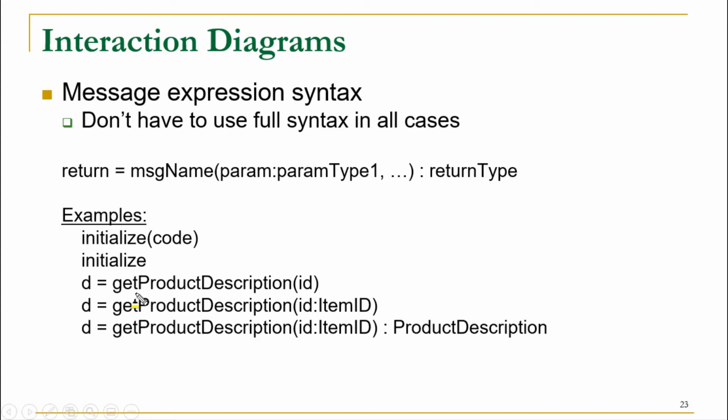Whereas in this third example, we are calling or sending a message called get product description with the parameter ID, and this D represents that this product description returns a description which will be stored in D. In addition, we can also use a colon with the parameter to represent the type of the parameter. And here we can use a colon with the function or the message to represent the return type of the message. So it is entirely up to you which particular syntax you are going to use. You can either choose any one of them, or you can use a combination of those.